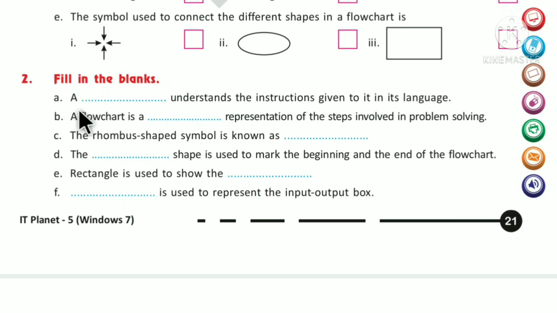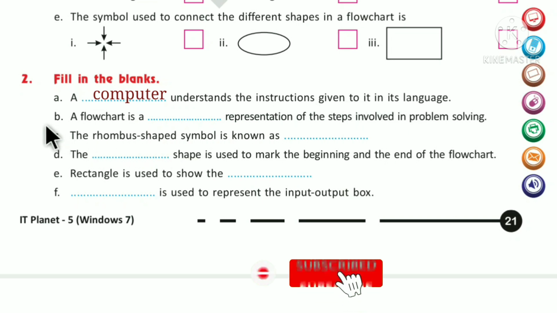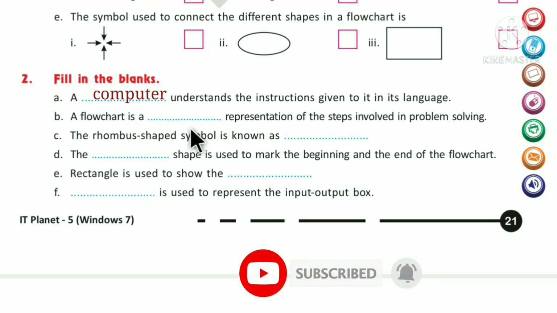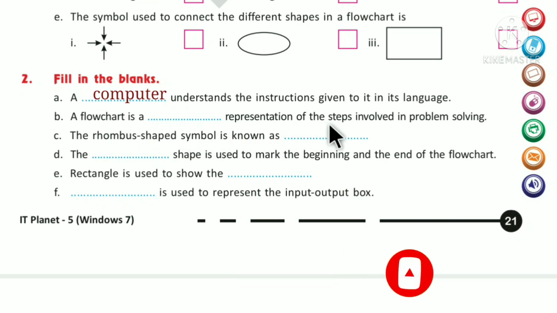A. A dash understands the instructions given to it in its language. A computer understands the instructions given to it in its language. B. A flowchart is a dash representation of the steps involved in problem solving. Which is the correct answer? The flowchart is a diagrammatic representation of the steps.